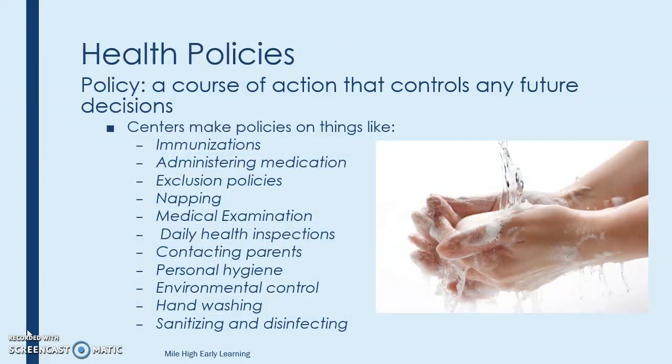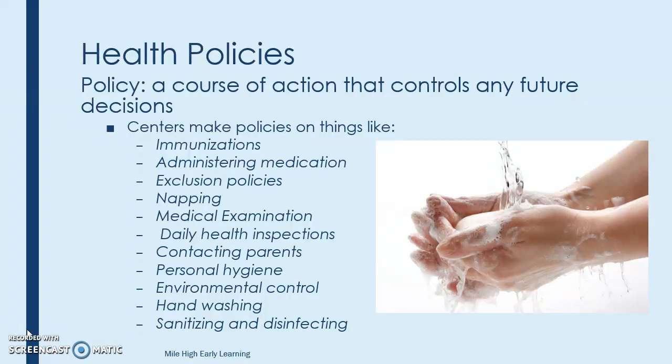So let's talk a little bit about what a policy is. A policy is a course of action that controls any future decisions. So you put policies in place so that you know what to do in any given situation. Centers make policies on things like immunizations, administering medication, exclusion policies, napping, medical examination, daily health inspections, contacting parents, personal hygiene, environmental control, hand washing, and sanitizing and disinfecting.